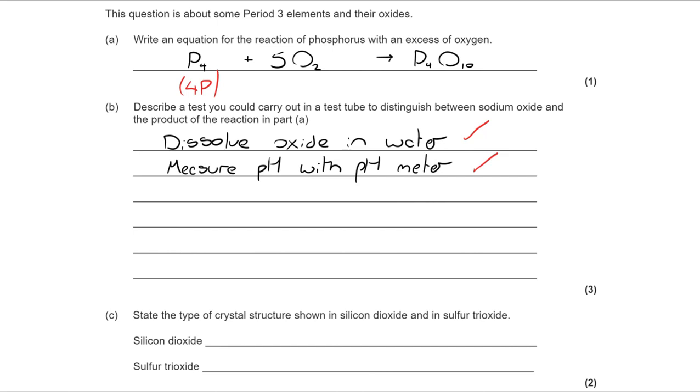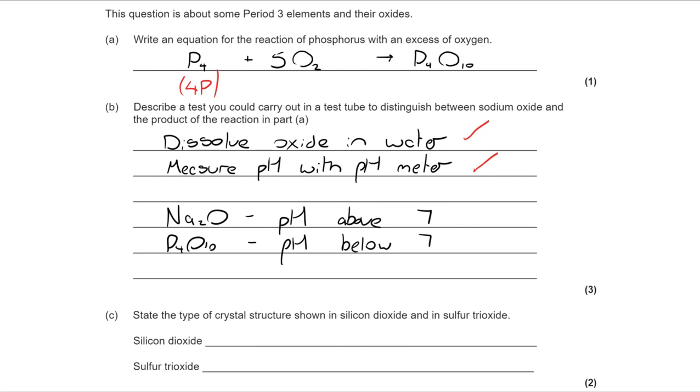Now, the reason that we do this is because Na2O would have a pH above 7 and P4O10 would have a pH below 7. And the reason that you would be able to come to that conclusion is that you have got to remember that non-metal oxides are acidic and metal oxides are basic. A really handy way to remember that: sulfur dioxide is a non-metal oxide. It causes acid rain. So you can use that to link together the key ideas that you need.